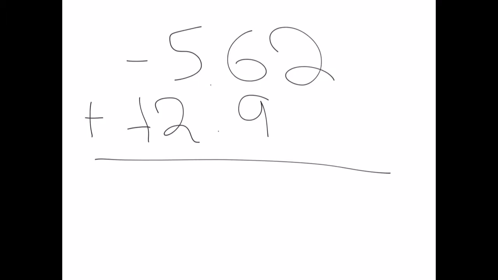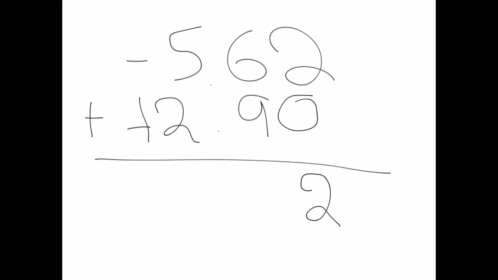Now we're going to add negative 5.62 and plus negative 12.9. So to make it easier, after the 9 we add a 0. So we add now 0 plus 2 equals 2.